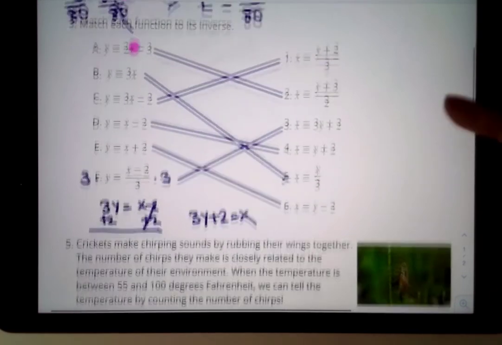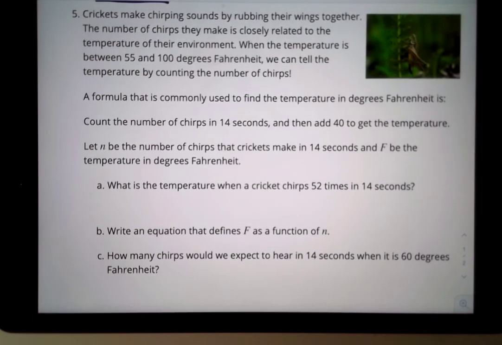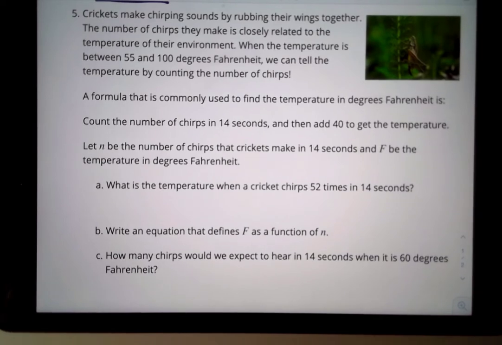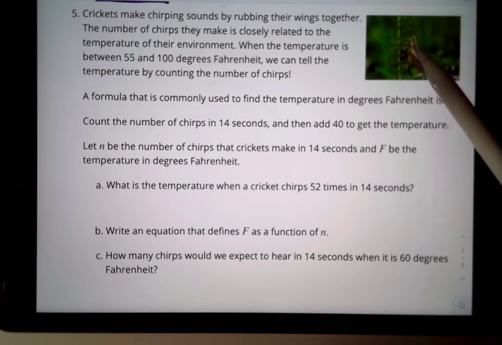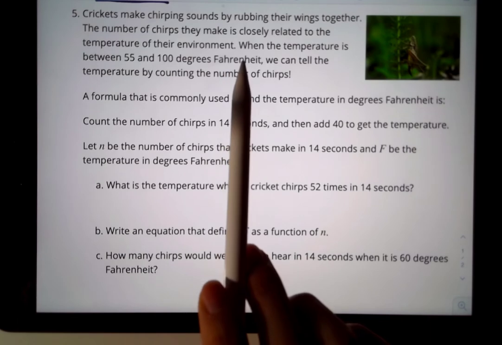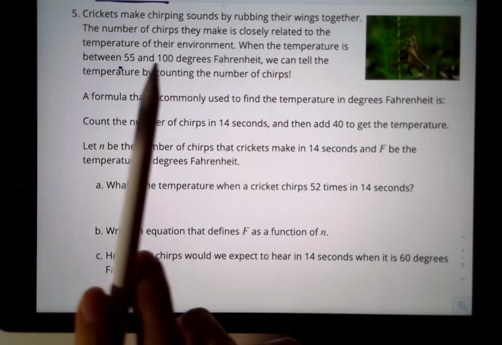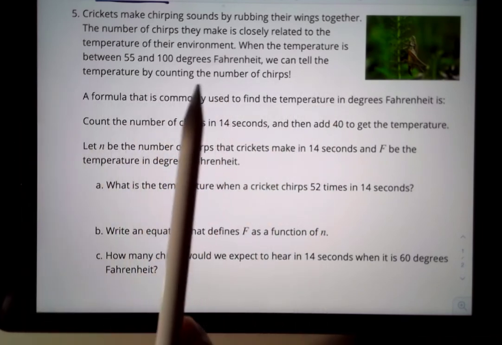And number 5, I know a lot of you are having trouble with this because of this 14, but first of all, you need to understand the question. So this guy is making sound by rubbing their wings together, right? And the number of sounds they make is closely related to the temperature. It depends on the temperature, they make different numbers of sounds. And when the temperature is between 55 and 100 degrees, we can tell the temperature by counting the number of chirps.